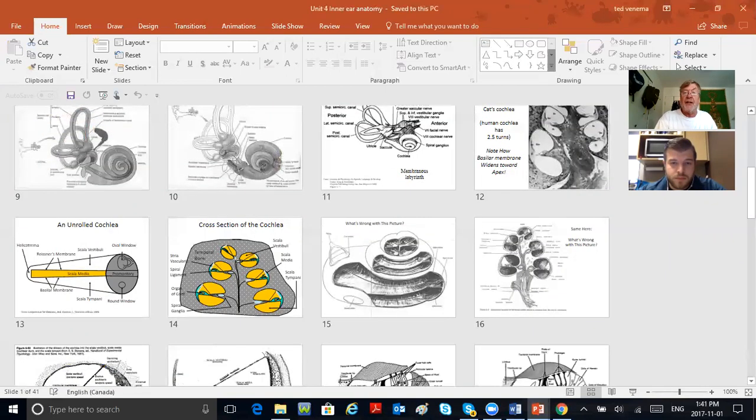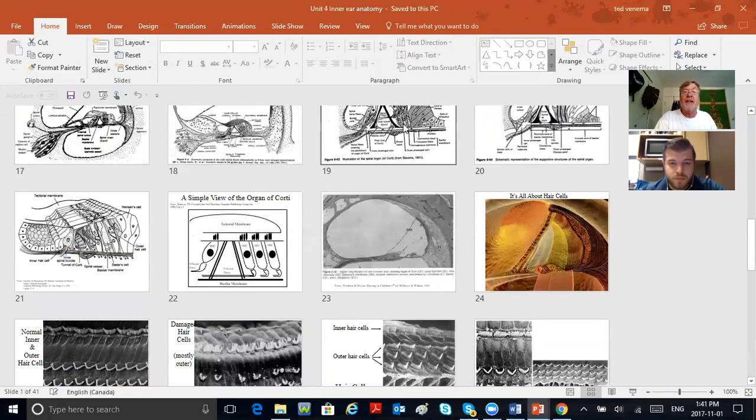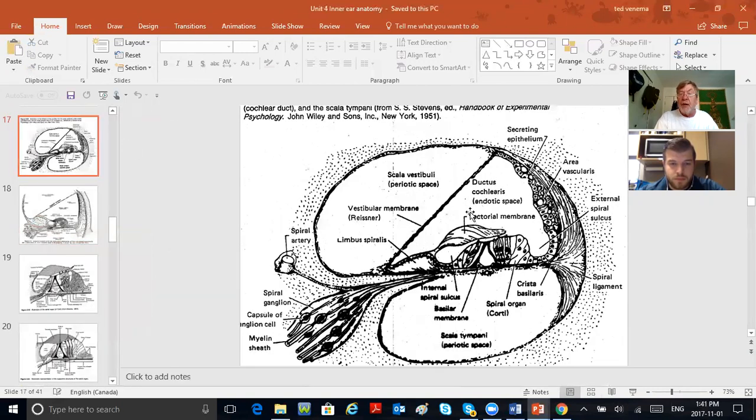Okay, here's the anatomy slides. Okay, something like this. We looked at this slide here, and we said this whole area is filled with endolymph. And so endolymph is filling all where my cursor is. The hairs are touching endolymph. You see, there's the tectorial membrane.